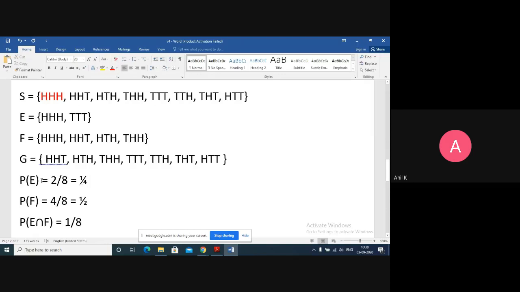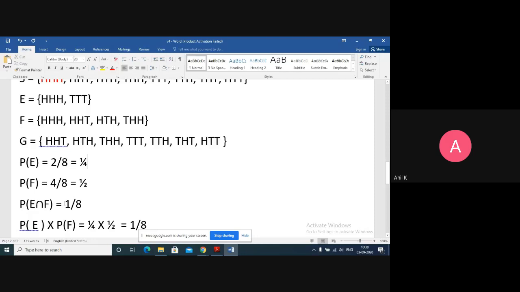Now probability of E: E has two elements, so 2 upon 8, which is 1 by 4. Probability of F: F has four elements, so 4 by 8, which is 1 by 2. Then I am going to find the probability of E intersection F. If I consider the sets E and F, the only common element is triple H. So probability of E intersection F is 1 by 8.